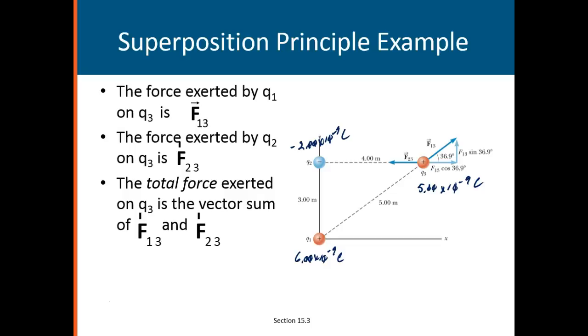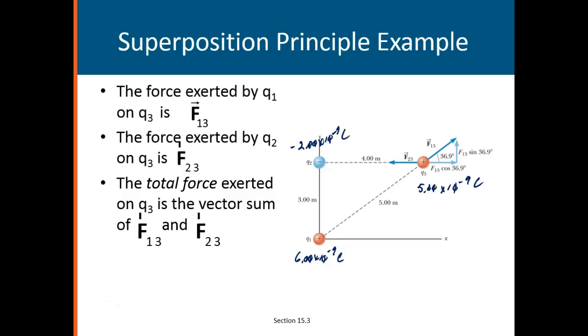Find the components of the force F23 exerted by Q2 on Q3, and I will just do each of these. So F of 2, 3. Okay, now they give us one thing. They give you this being 3 meters, that being 4 meters, and that being 5 meters. That makes sense. If this is 3 and that's 4, Pythagorean theorem says that has to be 5. 3, 4, 5, 5. Okay, we're fine with that.